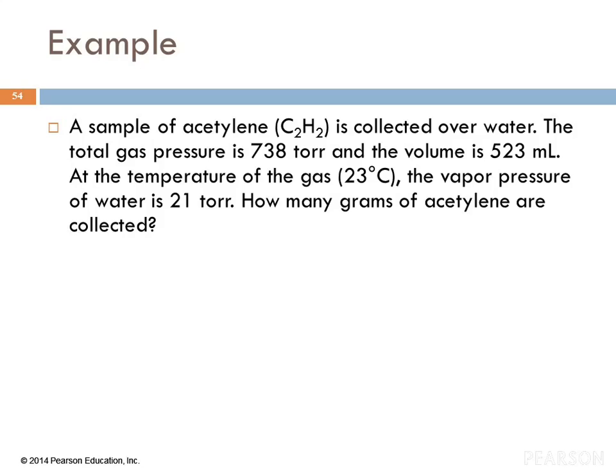So here's an example that you might see. A sample of acetylene is collected over water. Anytime you see over water, you're going to have to deal with partial pressures. You have a mixture. The total gas pressure is 738 torr. The volume is 523 milliliters. The temperature of the gas is 23 degrees Celsius, and the vapor pressure of water is 21 torr. So that's nice. We don't even have to go look that up. How many grams of acetylene are collected?